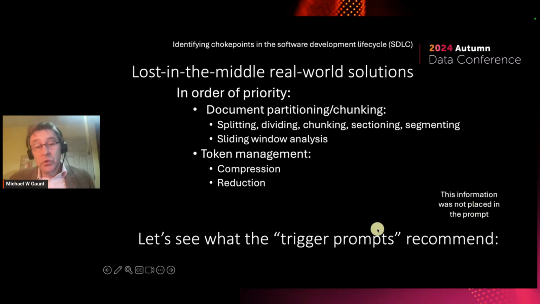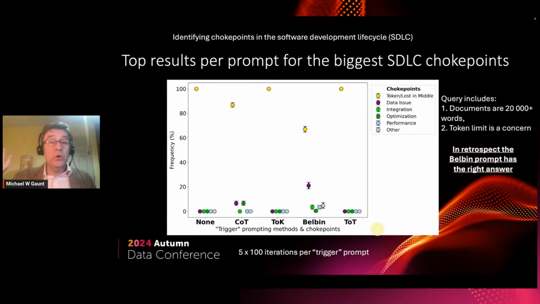So what we now want to see is what the trigger prompts recommend. I'm giving it all this information, and I'm saying, where are the choke points? You tell me where the choke points are. Now it's important in this query that I informed GPT these are large documents, 20,000 words, and there are token limit concerns. In some ways, this could be an issue because I've informed it partly what the answer might be. So if you look at the trigger prompts, here's none, here's chain of thought, tree of knowledge, Belbin, and tree of thought.